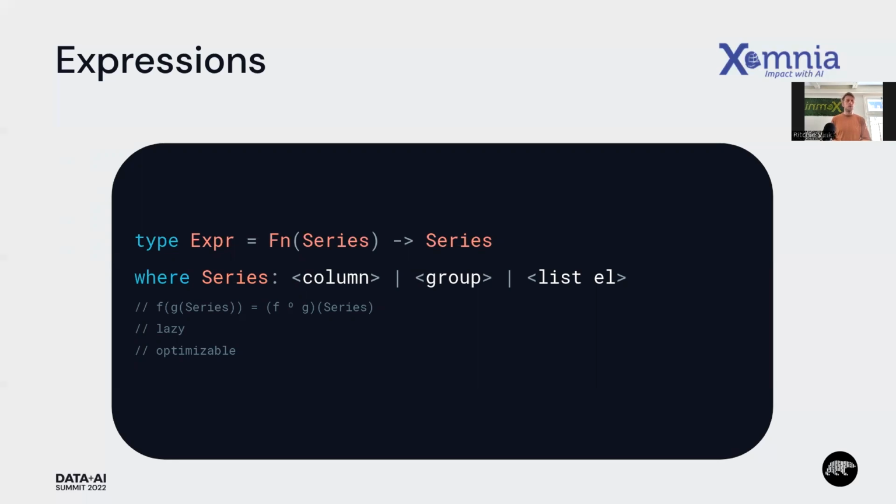And the series as input can represent different semantical things. They can be a column in a data frame. They can be a group in a group by operation. They can be an element in a list. And there will likely be more semantical things in the future. These are the ones we currently have.